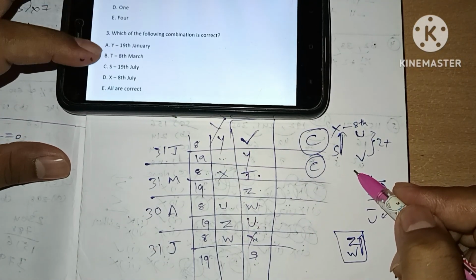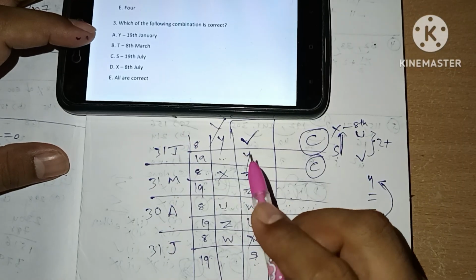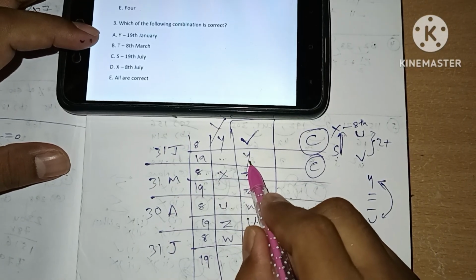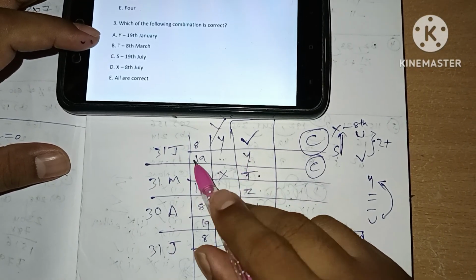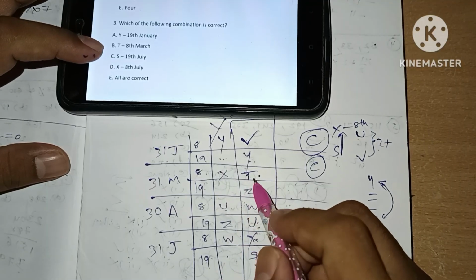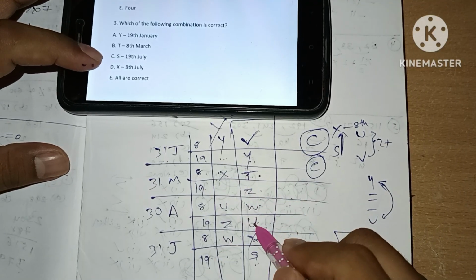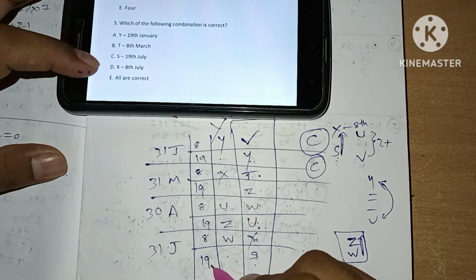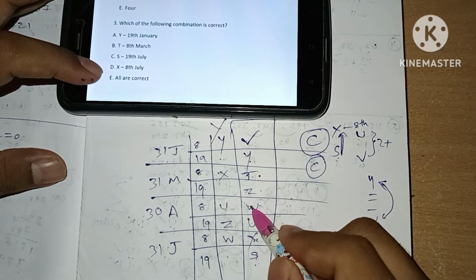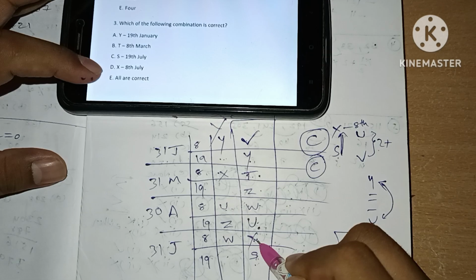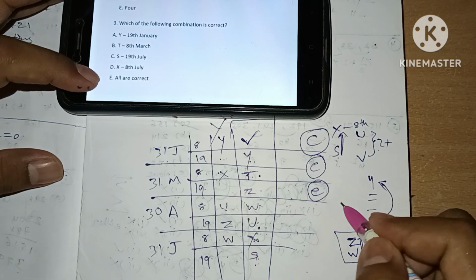Next, third question. Which of the following combinations is correct? Y 19th January, so the first one is right. Second one, T 8th March, it is also right. S 19th July, it is also right. X 8th July, it is also right. So option E, all are correct.